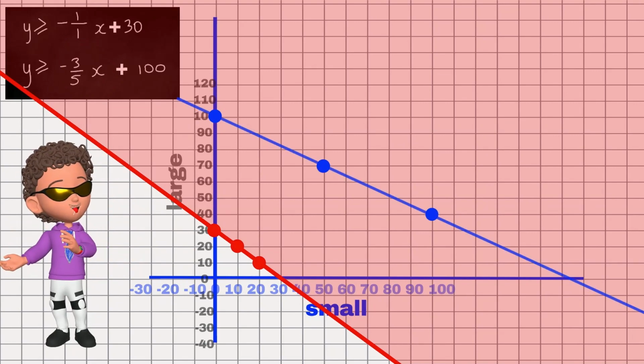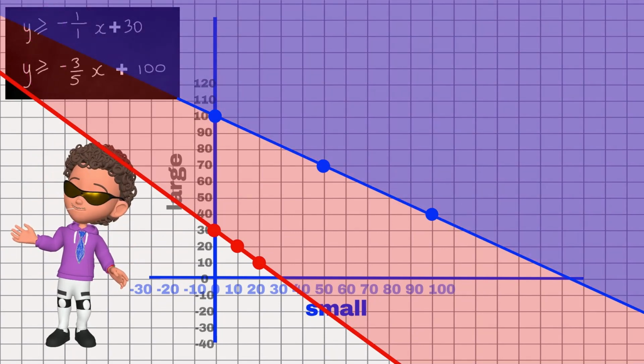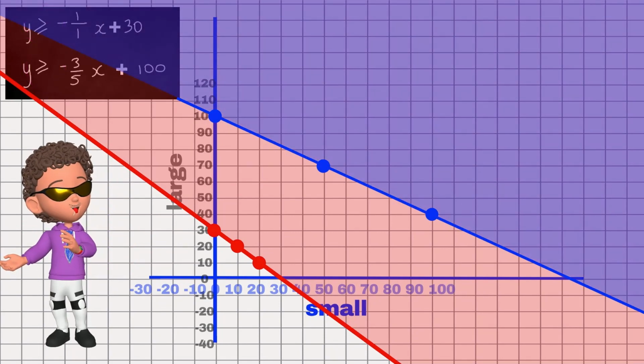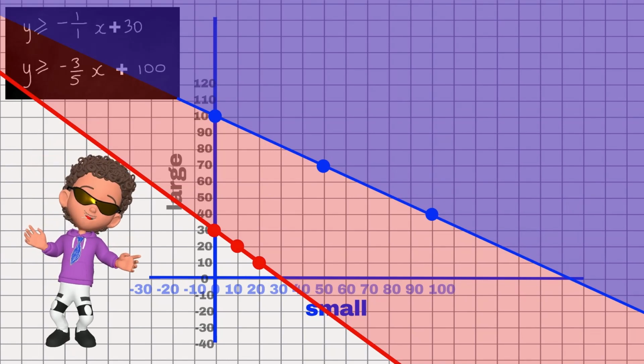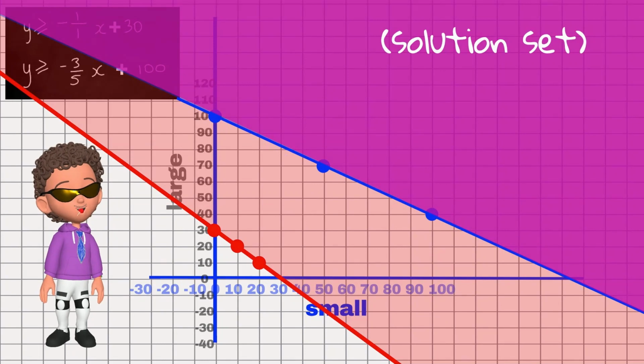Because these inequalities are greater than or equal to, I will use a solid line for both. And where the shaded areas overlap is where my solution set lies. In other words, the points within this section represent the number of small and large ice creams Rover needs to sell to make a profit.